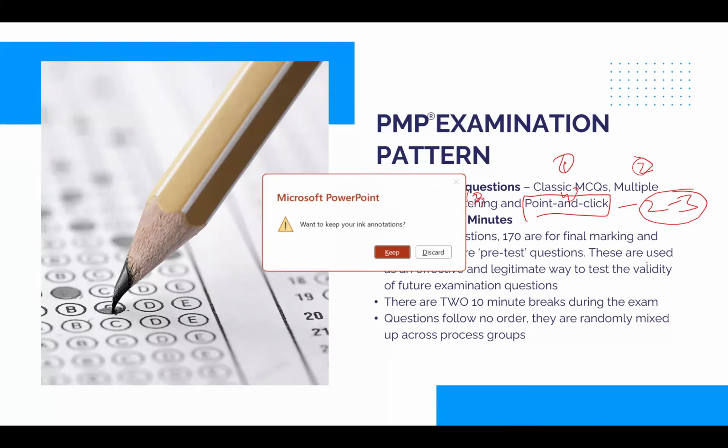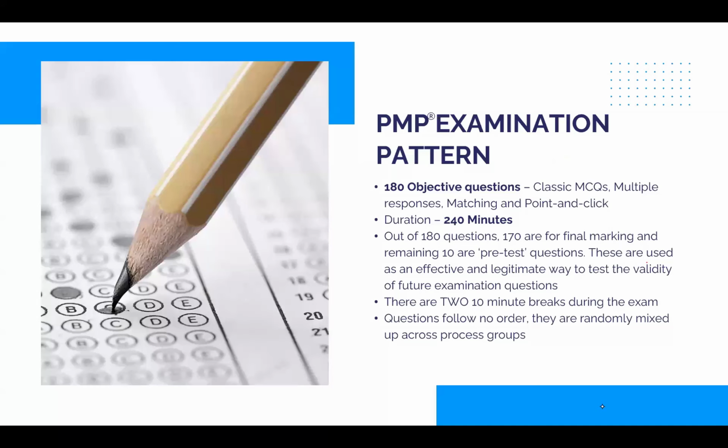Let me clean it so that you can record it. So point and click is just 2 or 3 questions only. Matching could be 5 to 6 questions. So these two are very less. You can see, total 180. So maximum questions are of the first two, classic MCQ and multiple response. Both are good numbers. But ask me which is more.